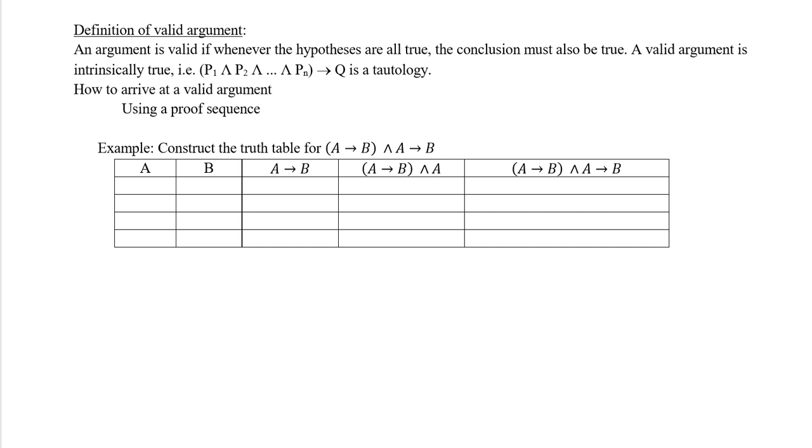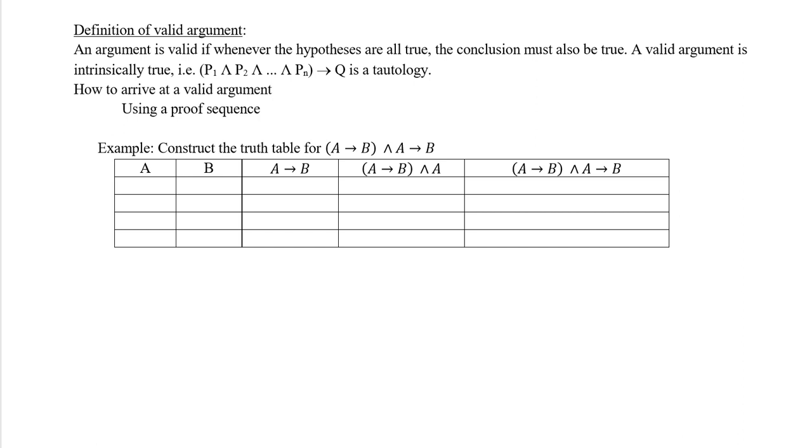So, the definition of a valid argument. An argument is valid whenever the hypotheses are all true, the conclusion must also be true. A valid argument is intrinsically true: if P1 and P2 all the way to Pn are true, then Q follows, and the implication is a tautology. How do we derive a valid argument? We're going to use a proof sequence.